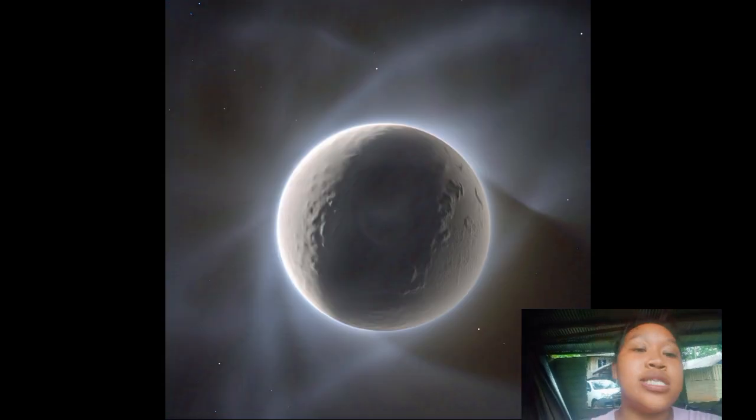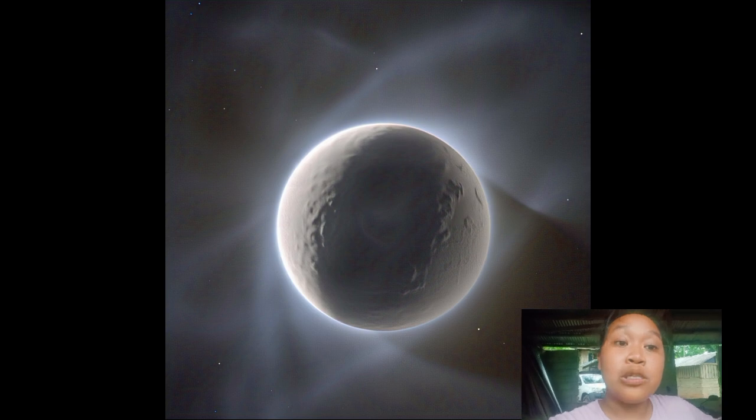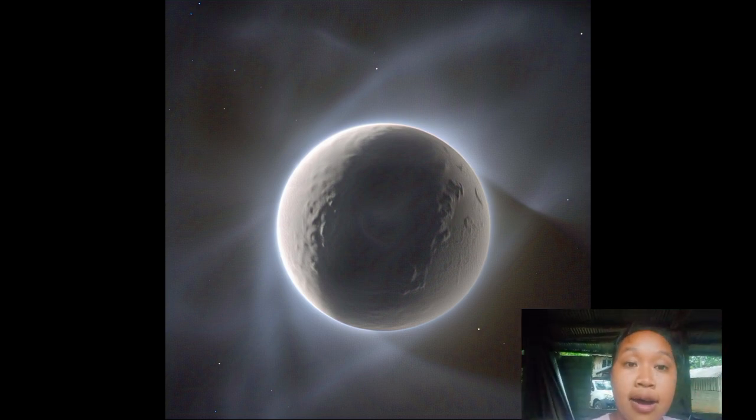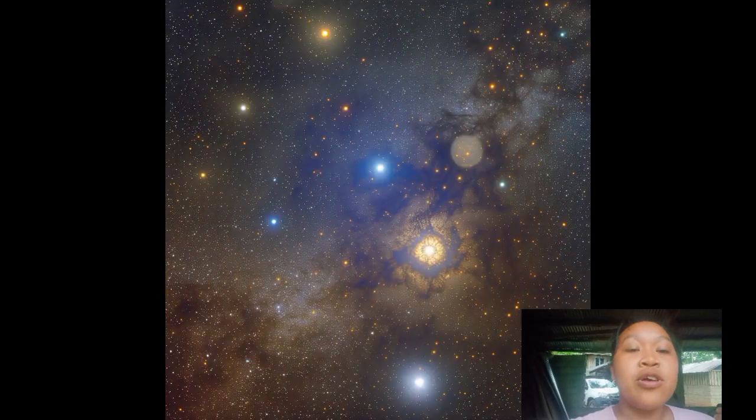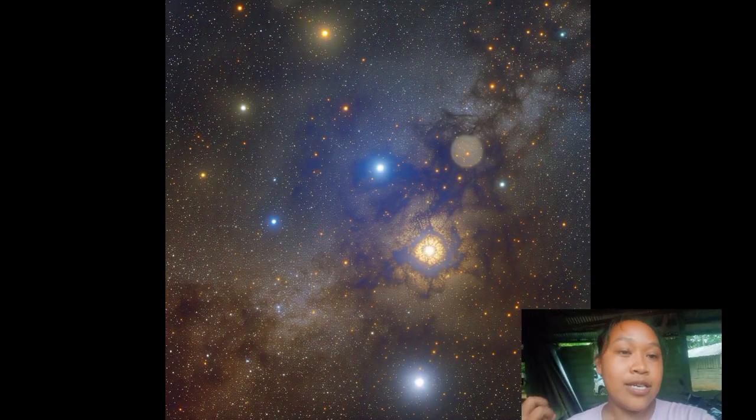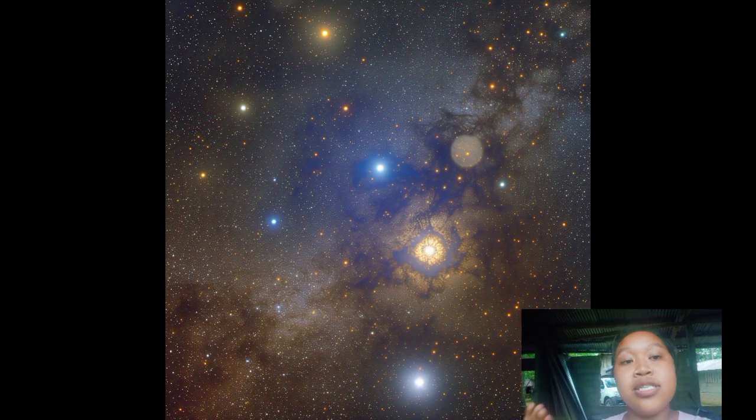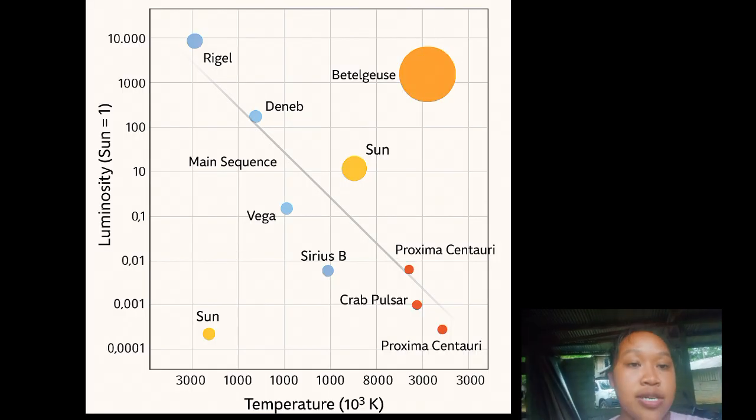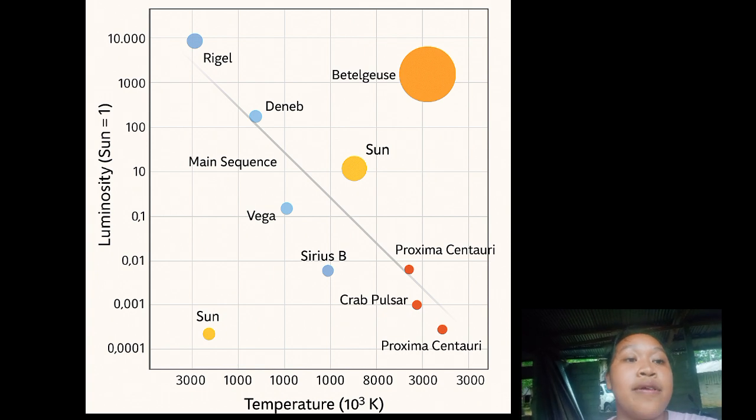Then we have Sirius B, now a white dwarf. It sits in the bottom left, showing it's hot but dim. It is hot but not very clear. We also have Proxima Centauri and Barnard's Star, which are cool and dim, in the lower right. They are small red dwarfs with a long lifespan. A star's position on the HR diagram tells us its temperature, brightness, and evolutionary stage.